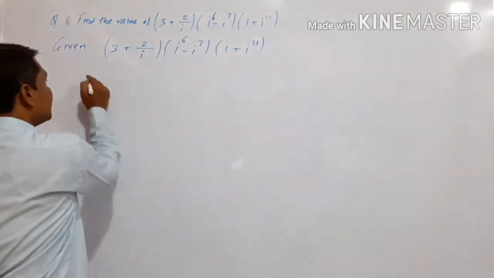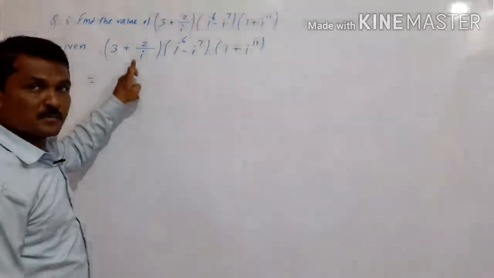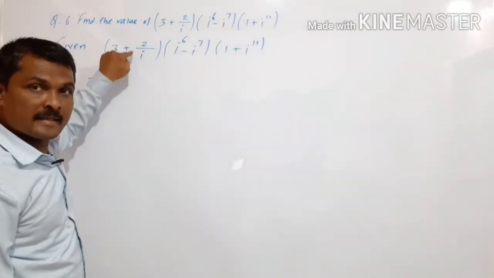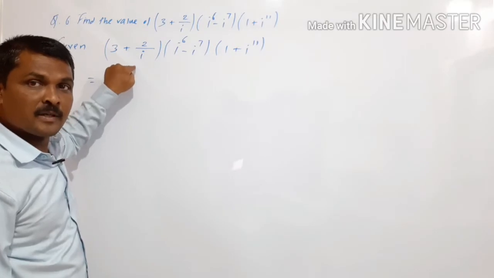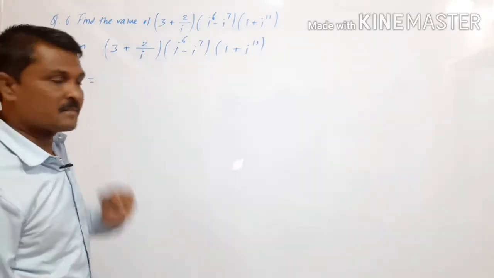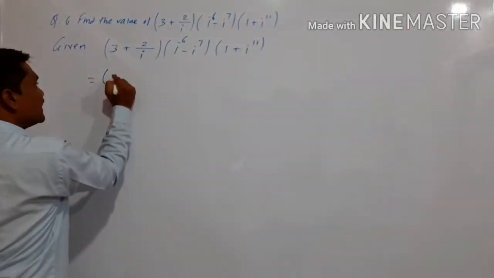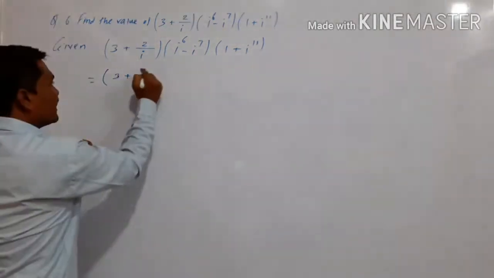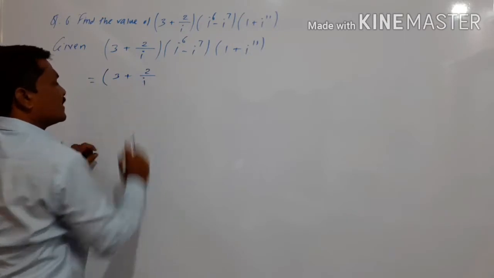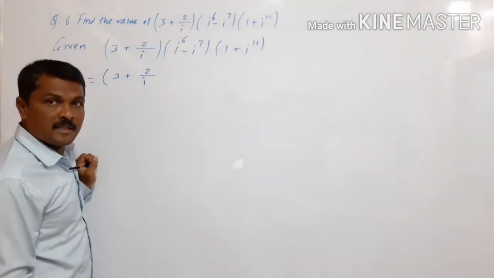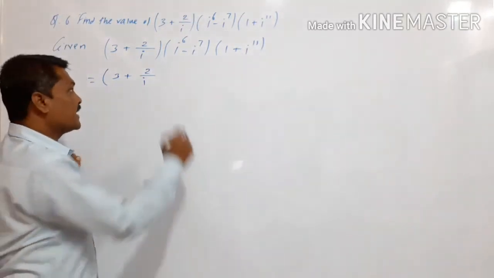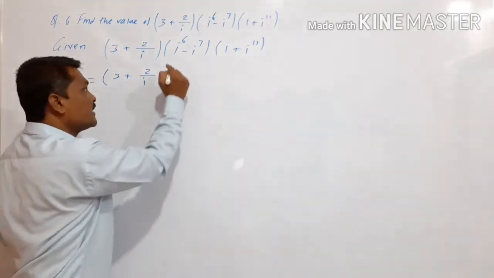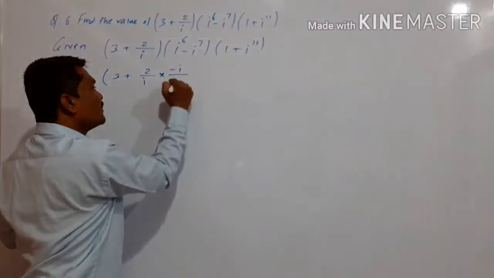Observe the first bracket. What have you observed? 2 upon i. It means there is already a division, and we have to complete the division in the first bracket. 2 upon i. When we have a division, we have to multiply by the conjugate of the denominator. So who is the imaginary part? i. Its conjugate is -i, so multiply by -i.